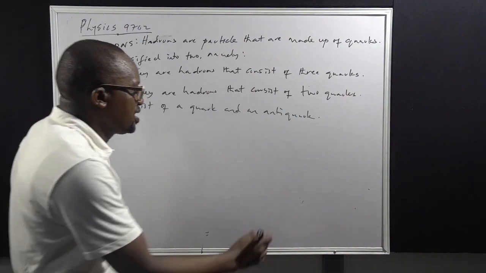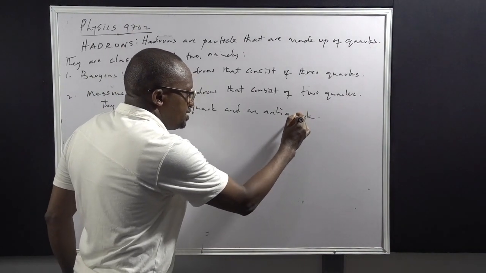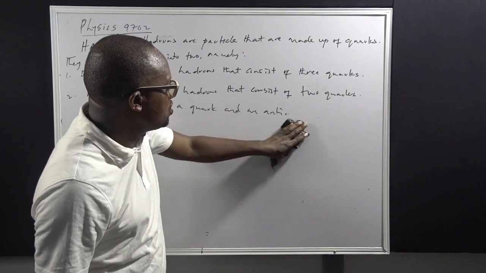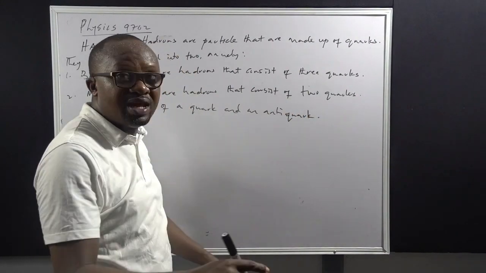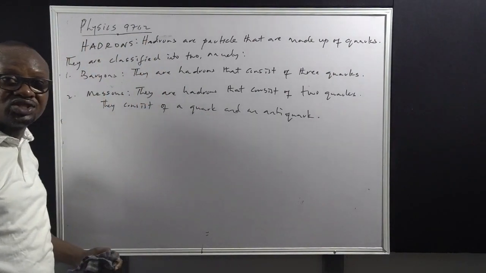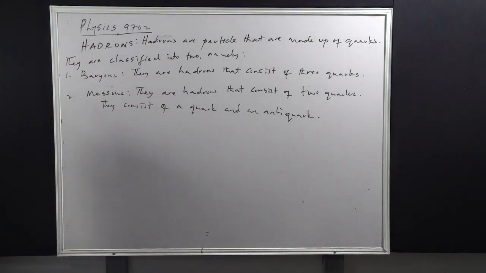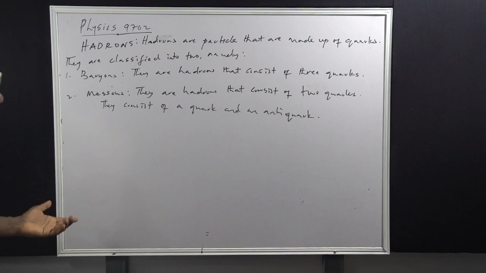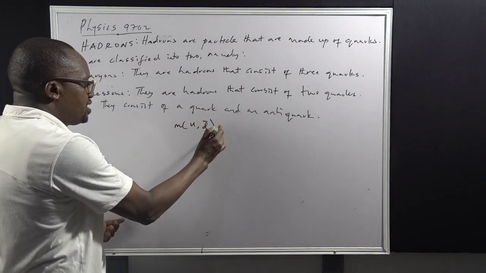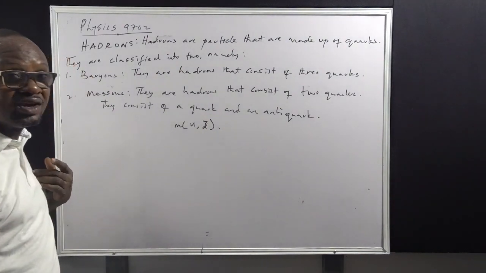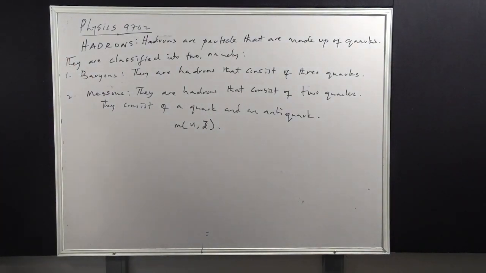Anti-quark basically means the inverse of a particular quark, which means the quark you multiply with that quark to give a resultant charge of 0. Okay? So you can have so many examples of mesons. You can have a meson that consists of one up quark and one anti-down quark. So you have so many examples.